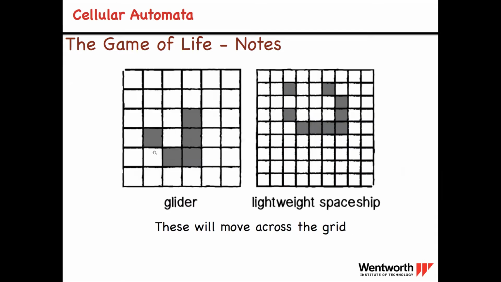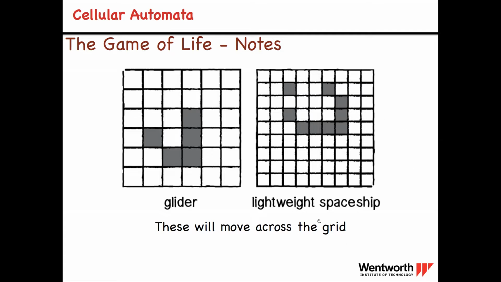Then there's some that actually move across the grid itself. Things like a glider. Now it needs the space around it. That's why there's sort of 2 rows and 2 columns of empty space here, but it needs the space, and it'll sort of just move across the grid. It'll glide across the grid.